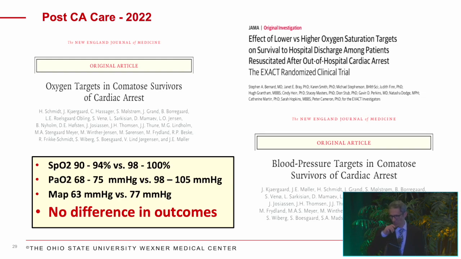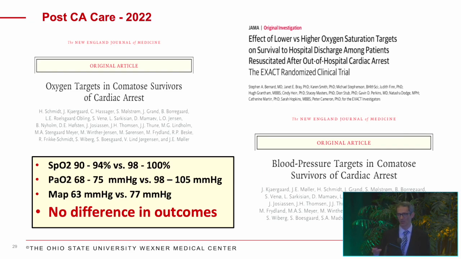That was the TTM2 trial. And there are several trials actually in 2022, all came out in quick succession looking at targets for post-resuscitative care. There's some literature coming out saying that too much oxygen might actually be worse for outcomes in patients who are in shock or cardiac arrest.